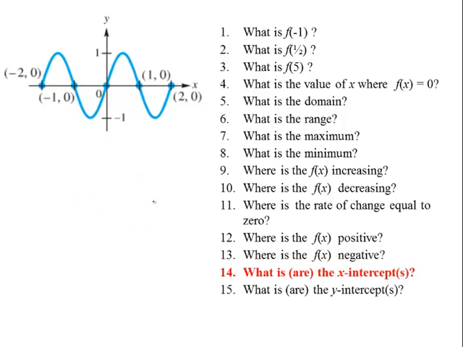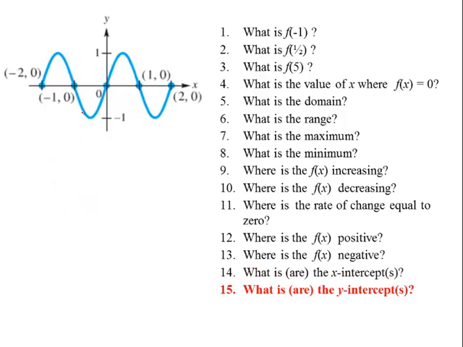Number 14, what are the x-intercepts? Well, that is the same answer as number 4. It is the value of x when y is 0. So we have 1, 2, 3, 4, 5. So those occur at x equals -2, x equals -1, 0, +1, and +2.